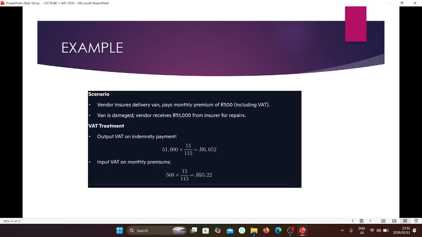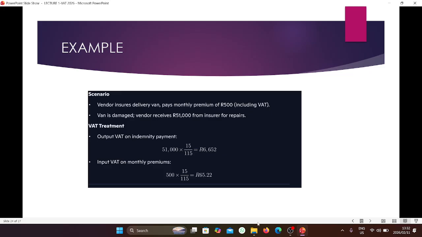The van is damaged, and then the insurance was like, okay, it's fine, we'll give you 51,000 for repairs, right? And then SARS is like, you got money, you are going to charge output VAT on that amount that you got, right? So how is your VAT treatment going to be?